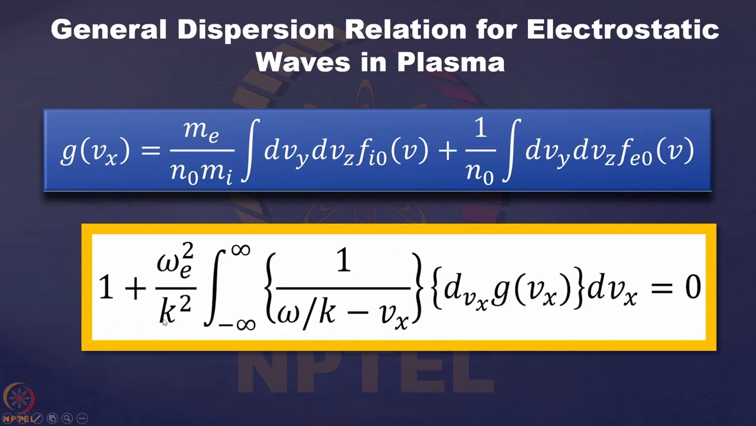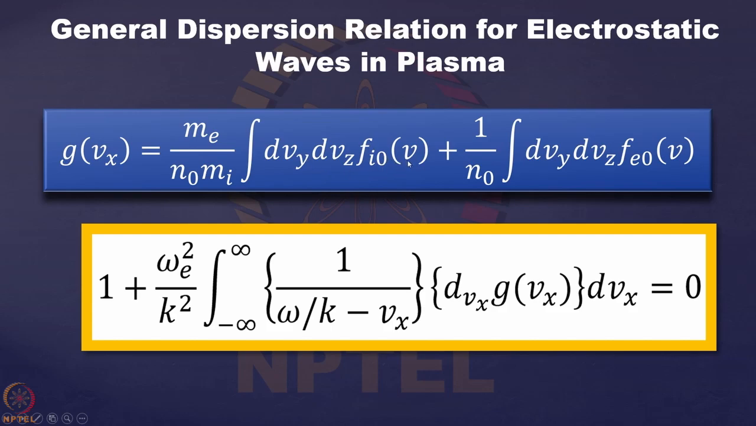So what we get is a compact form of the electrostatic wave dispersion relation, and that is 1 plus omega square by k square, integration of 1 by (omega by k minus vx) dvx g(vx) dvx. Now you will be in a situation of what to do with this equation, and it is a complex mathematical equation. It doesn't give me any information about how the wave is going to behave, but actually that is not true. You have to look at g(vx), and if you want to get any insight about g(vx), then you need to know the f(v).